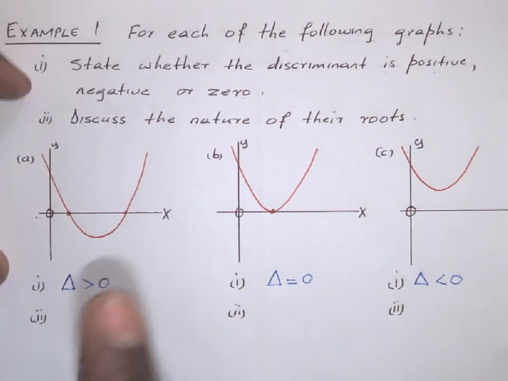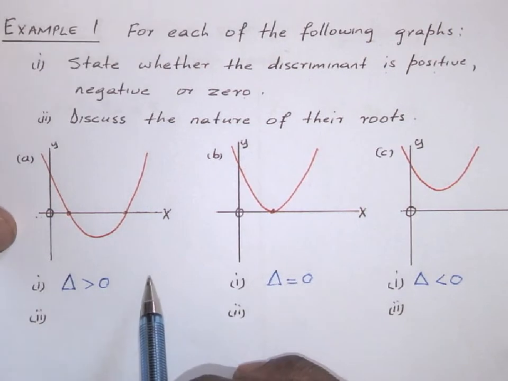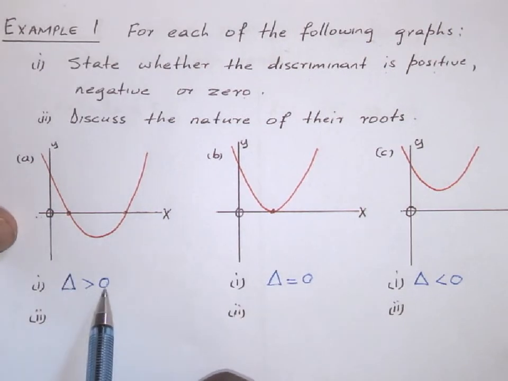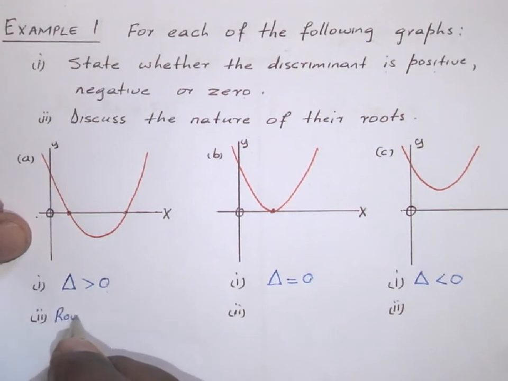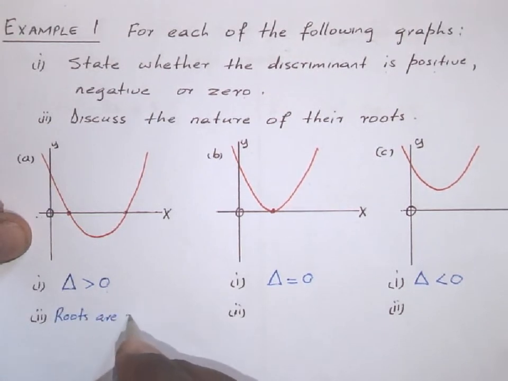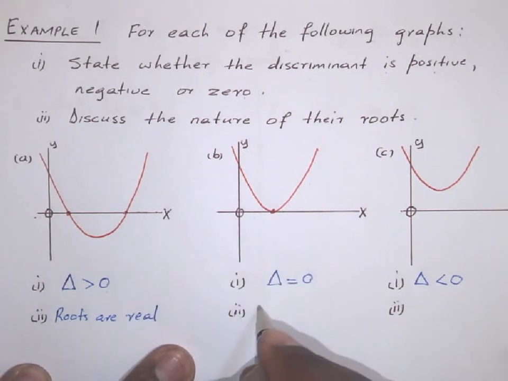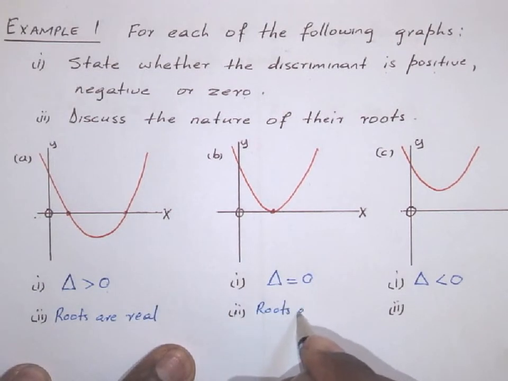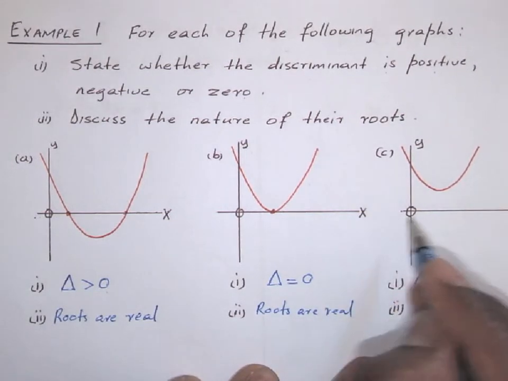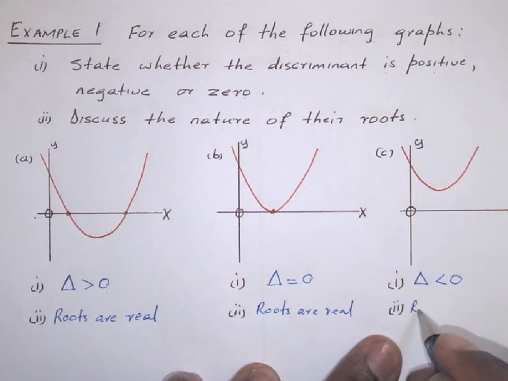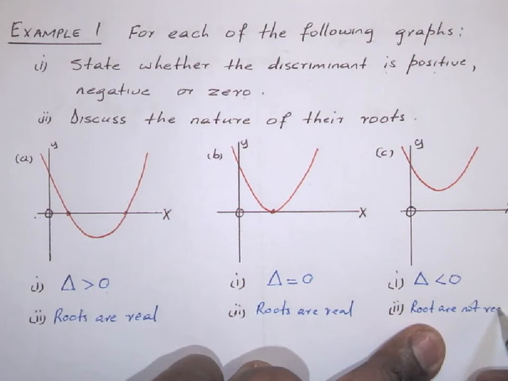Now the next question says, discuss the nature of roots of these graphs. So if the discriminant is greater than 0, therefore we say that the roots are real. Even here, because the touch is there, we say the roots are real. But here, the graph doesn't cut the x-axis, so we say the roots are not real.